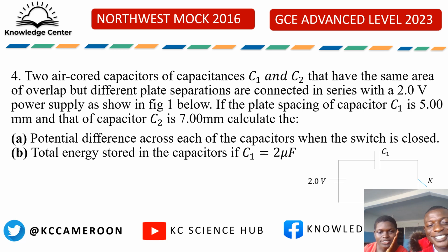The question says two air-cooled capacitors of capacitances C1 and C2 that have the same area of overlap but different plate separations are connected in series with a 2-volt power supply as shown in the figure below. If the plate spacing of capacitor 1 is 5 millimeters and that of capacitor 2 is 7 millimeters, calculate A, the potential difference across each of the capacitors when the switch is closed, and B, the total energy stored in the capacitors if C1 equals 2 microfarad.